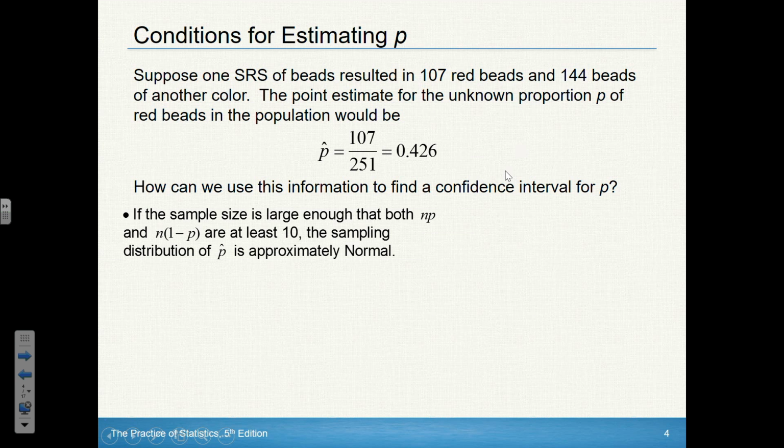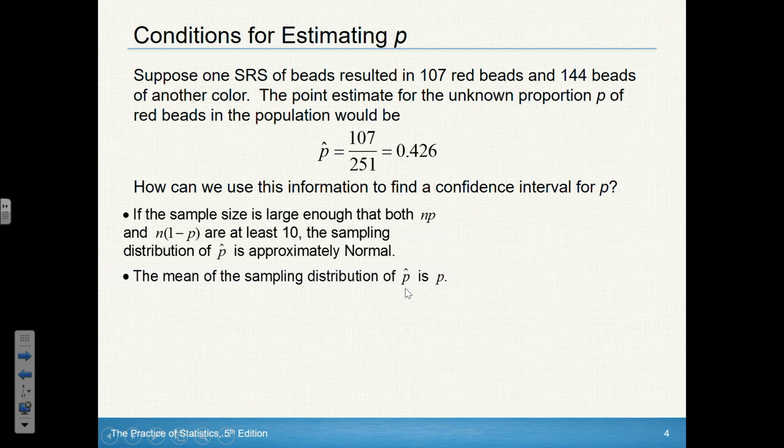Do we have an approximately normal distribution? Well, if I did n times p and n times 1 minus p, using the 251 as n and this 0.426 as our estimate for p, we don't have a true p, so we're using this p hat, then we could say that they are at least 10, and therefore it is approximately normal.